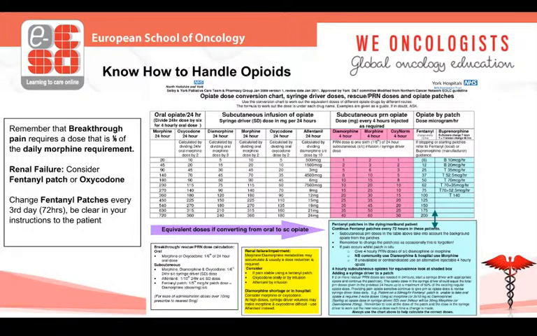In patients with renal failure, consider fentanyl patch or oxycodone. When dealing with fentanyl patches, change the fentanyl patch every 3rd day or 72 hours. And be clear with the instructions with your patients. It's not uncommon that a patient or a patient's family shows up and the patient has 3 patches stuck to his or her skin, and it needs to be just one patch or the patches that are required.